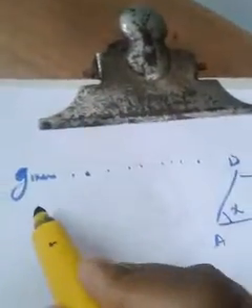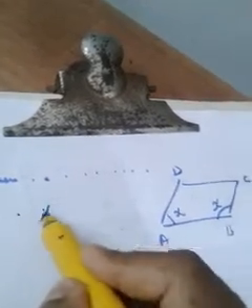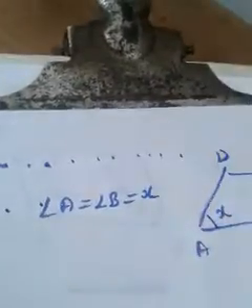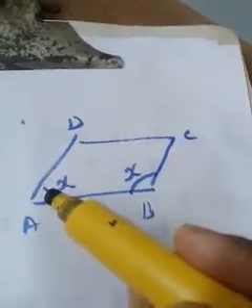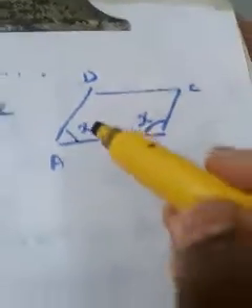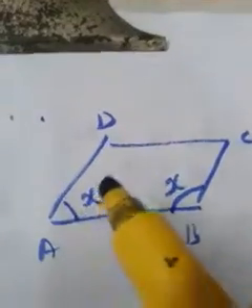Given that adjacent angles of a parallelogram are equal. So let angle A equal angle B, and let both angles be x. I am considering the adjacent angles as angle A and angle B. Since they are equal, I am marking them as x.